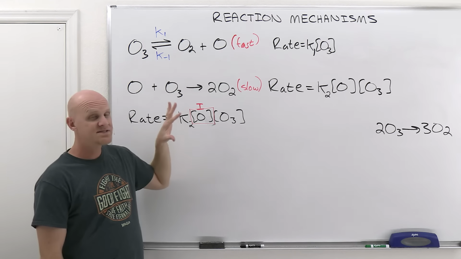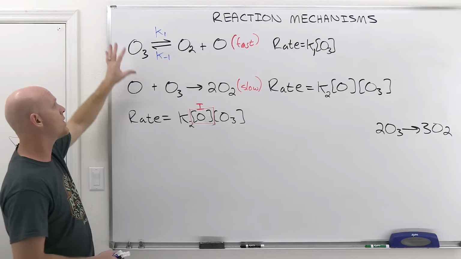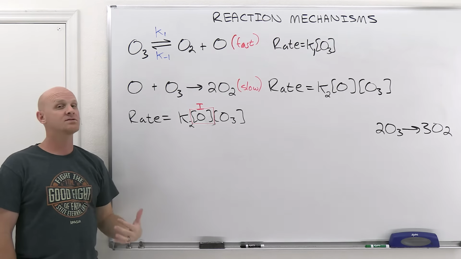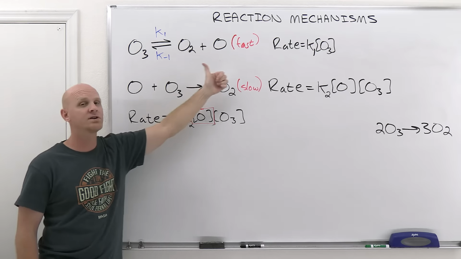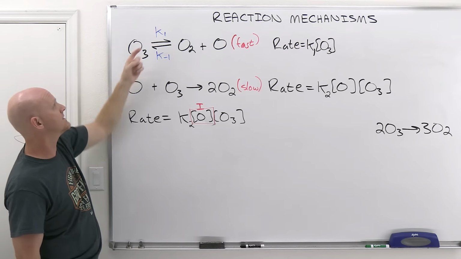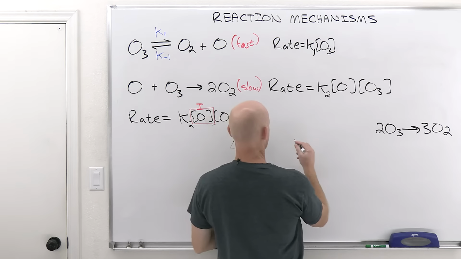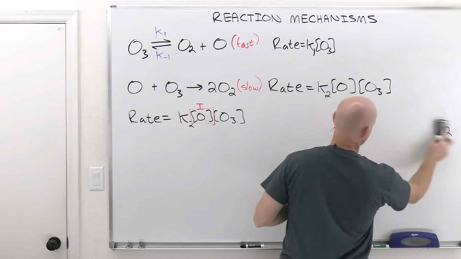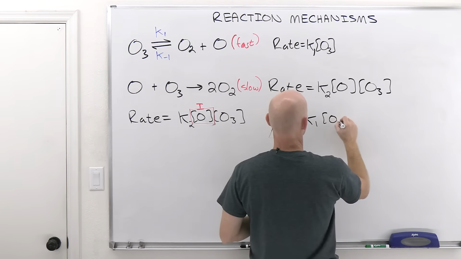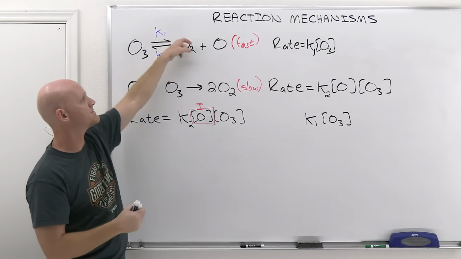Okay. Now, if we say that this first step reaches equilibrium here, what that means again is that the forward rate is going to equal the reverse rate. And we can write that as the forward rate law is going to equal the reverse rate law. And so the forward rate law has K1 in it, and then just the concentration of O3. Let's write that down over here. In fact, I still need this room back. So we're going to have K1 times concentration of O3. There's our forward rate law for step 1.